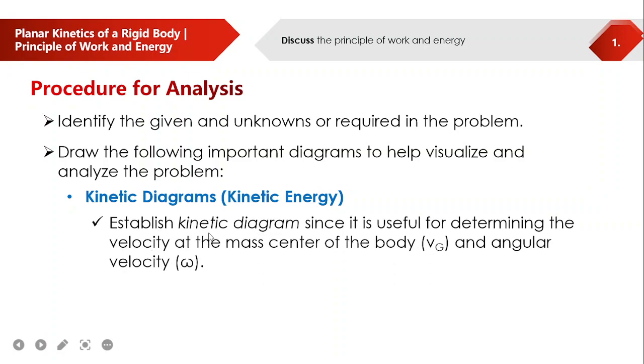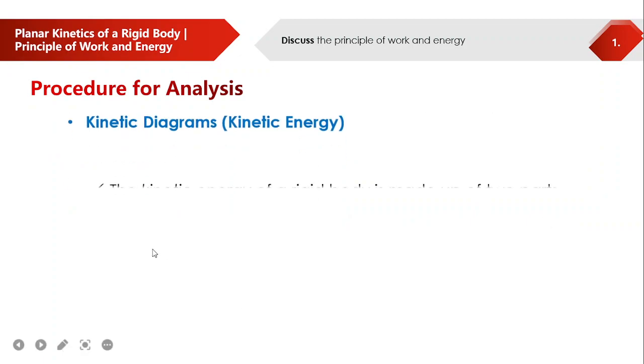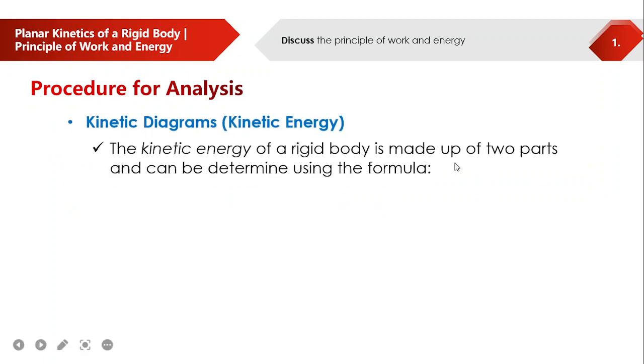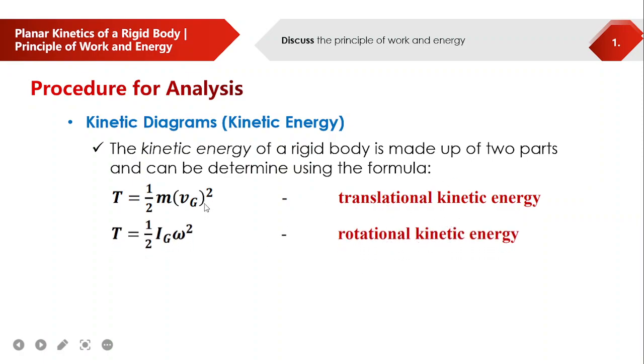So establish the kinetic diagram since it is useful for determining the velocity at the mass center of the body, V sub G, and angular velocity. Okay? So the kinetic energy of a rigid body is made up of two parts and can be determined using the formula. Kasi nga two parts, yung translational tsaka yung rotational. Okay? So, matutulungan ka dito to visualize your kinetic energy for both translational tsaka yung rotational kinetic energy mo. So, alam na natin to kung paano i-compute.